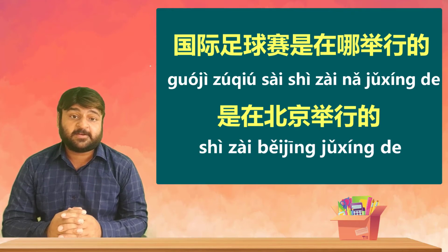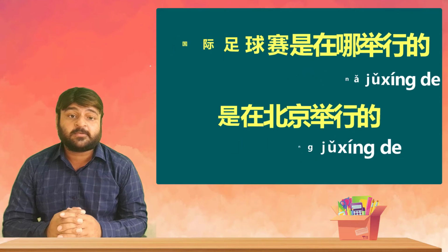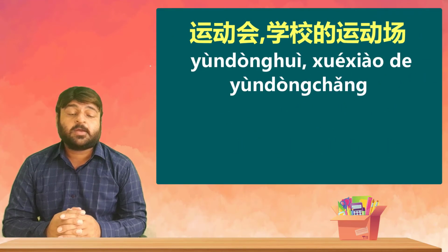This is a present tense sentence and we are using the shi...de construction. So the shi...de construction can be used in any tense. However, most commonly it is seen in past tense sentences. Let us read the words in the box to make new sentences. 运动会 the sports meet. 学校的运动场 the school's sports ground. Where is the sports meet being held? The sports meet is being held in the school's sports ground.